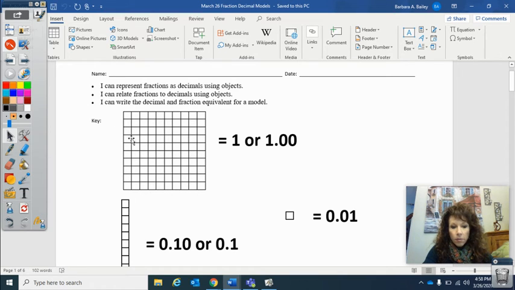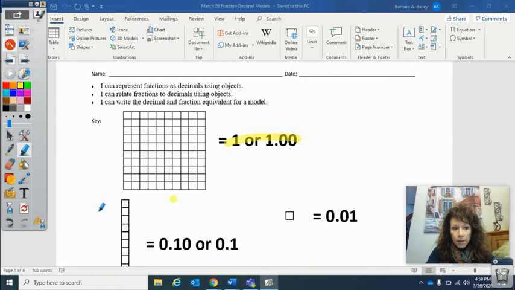And here it looks like what in the past we've talked about as a 100 block, but we know when we're talking about decimals, that this 100 block is actually just one whole. And we can write that with the number 1 or as 1.00. So here's my 1 whole.